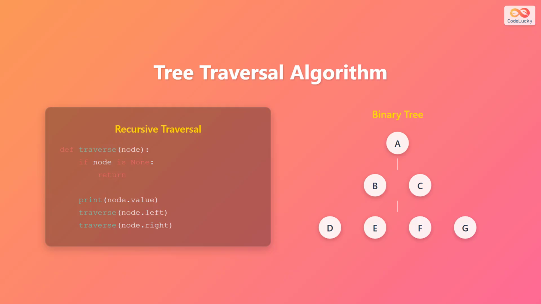We define a function called traverse that takes one argument, node. If node is none, we return. Otherwise, we print the node value, then traverse the left child, and then traverse the right child. This method can be used to navigate a binary tree where each node points to two other nodes.